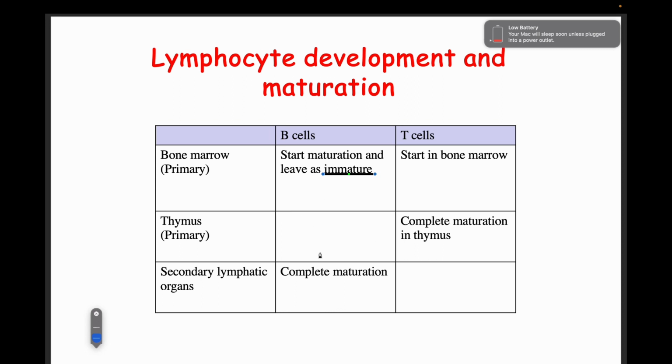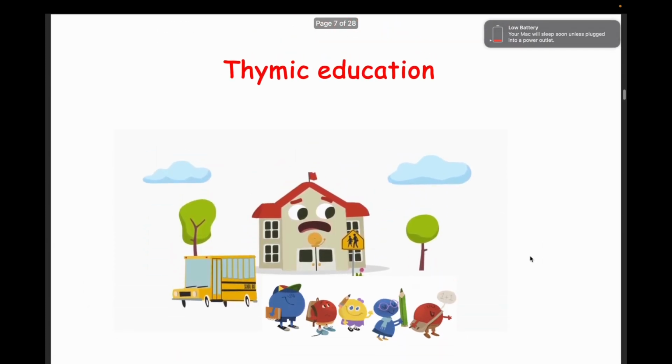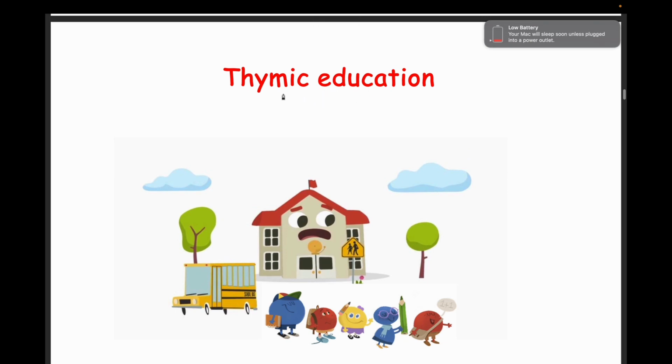This is for B cells. For T cells, their formation and production starts in the bone marrow, and then it travels to the thymus, where it starts and completes the maturation process. This is the difference between them. Now let's move to thymic education.